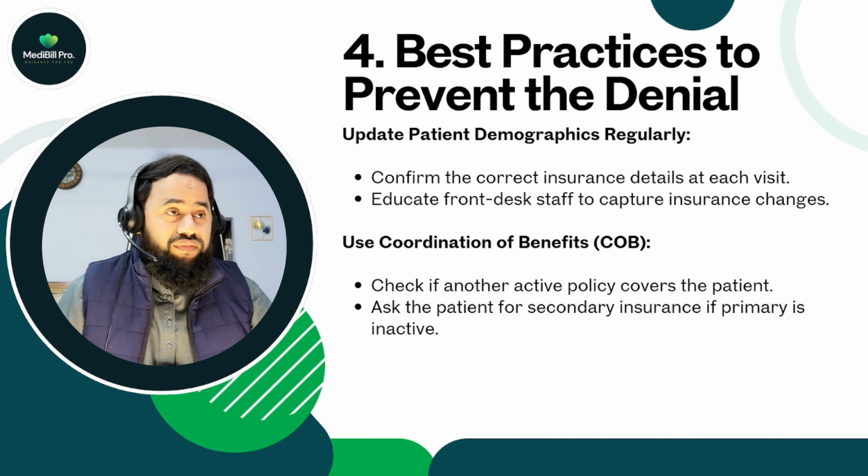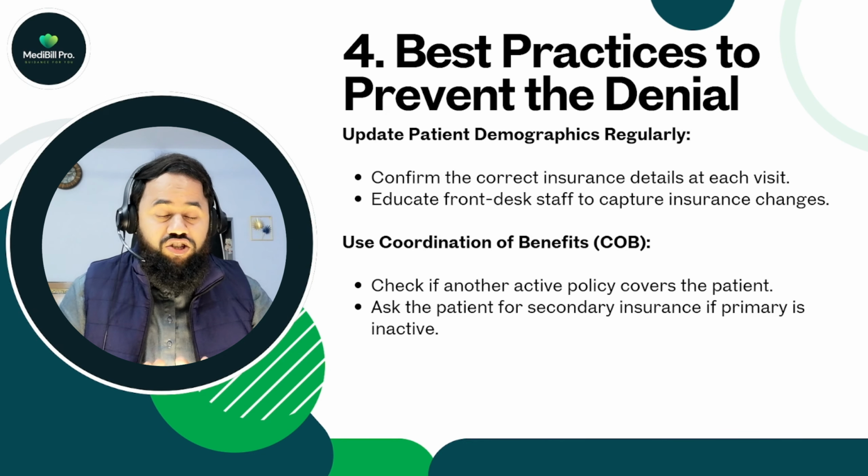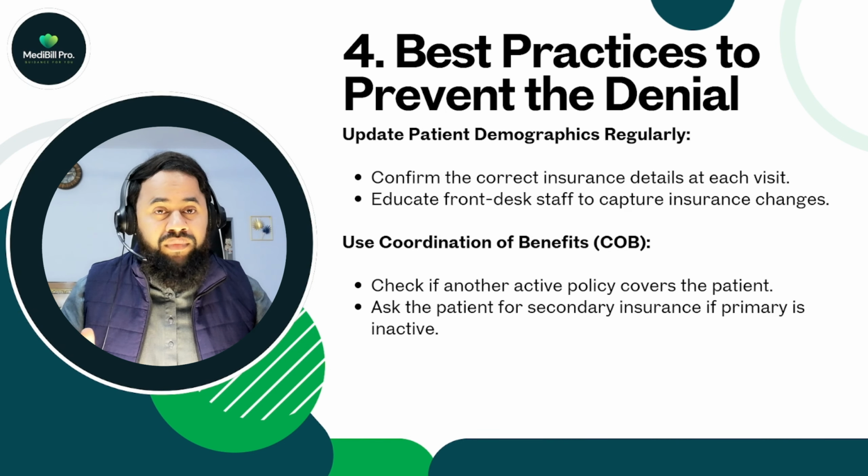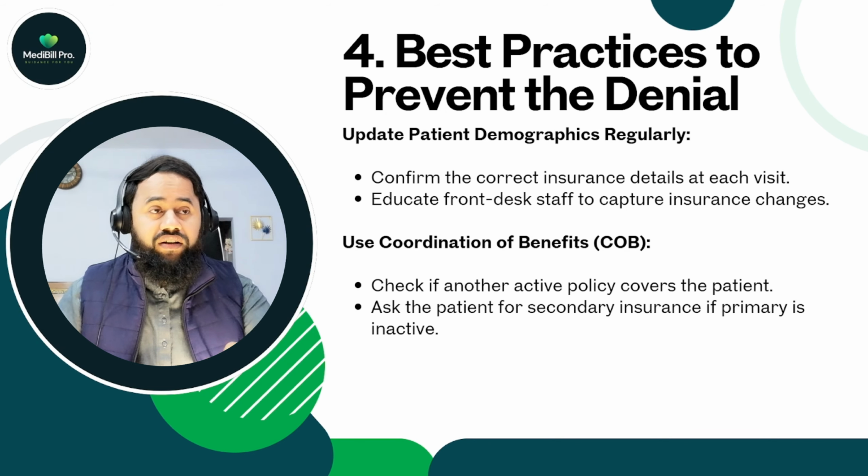Use coordination of benefits. Check if another active policy covers the patient. Ask the patient for secondary insurance if the primary is inactive. Whenever there are multiple insurance plans for a specific member, we need to get the information of all those insurance companies. If the member has multiple insurance companies or multiple insurance plans, then we need to know if there is a primary or secondary insurance, and we need to get all that information from the patient.